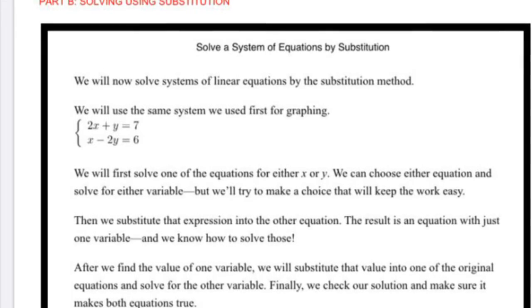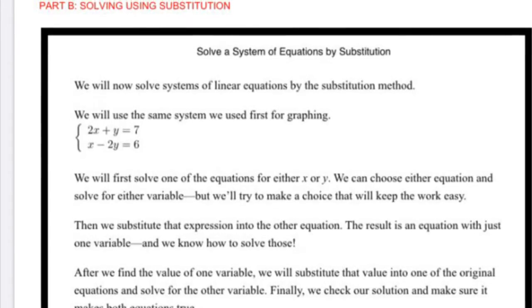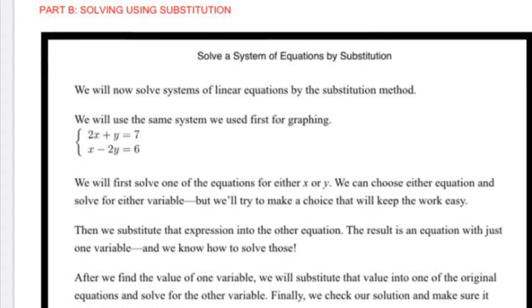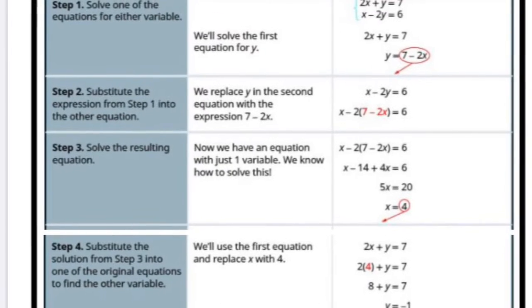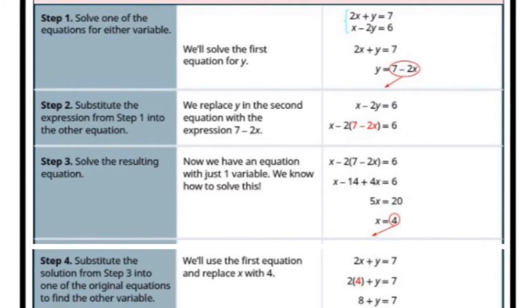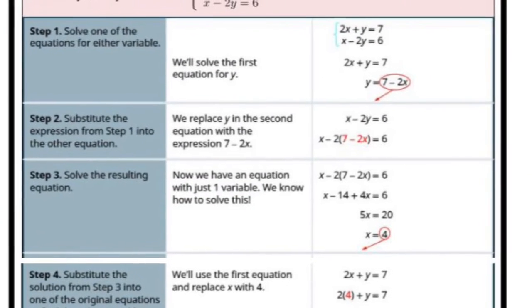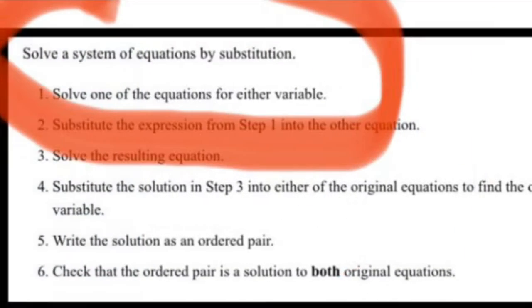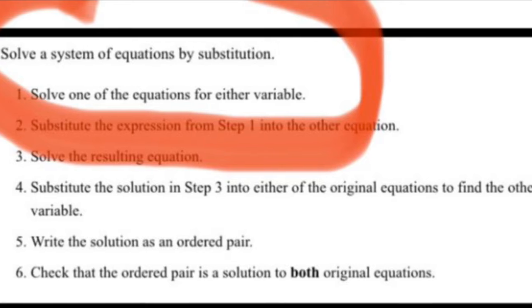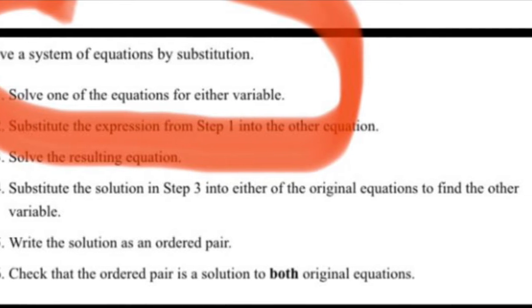So this is page 6 of the booklet, and it gives you an explanation of how to use substitution, which probably won't make much sense to you. And then on page 7, it does this example for you. So you can look at that, but I'm also going to do that example for you. So step number 1 for substitution is to solve one of the equations for either variable.